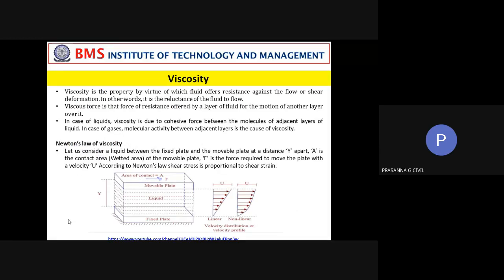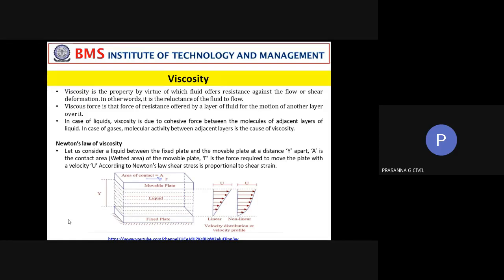Now coming to the property of viscosity. Viscosity is the property by virtue of which a fluid offers resistance against flow or deformation. In other words, it is the reluctance of the fluid to flow. As an example, I will compare two substances and their viscosities. You have a plain, say, a very smooth plywood sheet, and on that you are pouring from the same point water and oil. You will see that water is moving much more smoothly and faster on the surface, whereas the movement of oil will be slightly slower. The reason for that is the viscosity of oil, which has a certain resistance to flow.